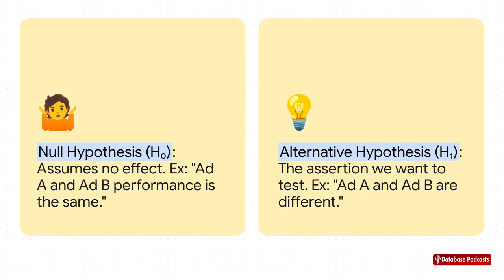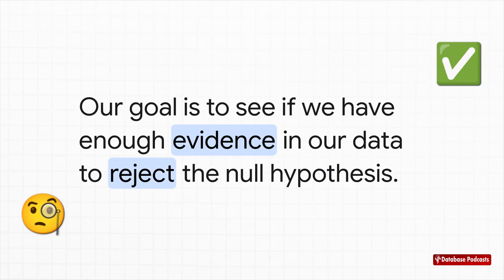Okay, so it's like we're setting up a showdown between two ideas. You've got the null hypothesis, saying nothing to see here, no change, and then the alternative hypothesis, which is the cool new effect we're actually hoping is true. That's it, exactly. And our whole goal, the entire point of the experiment, is to gather enough evidence to see if we can confidently say, nope, that default assumption is wrong. And here's a key point. We're not trying to prove our new idea is right. We're trying to disprove that the old way is the same. It sounds like a small difference, but it's absolutely crucial.